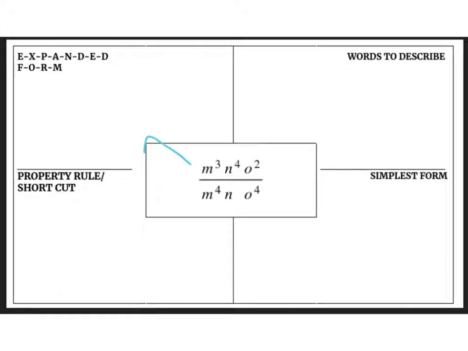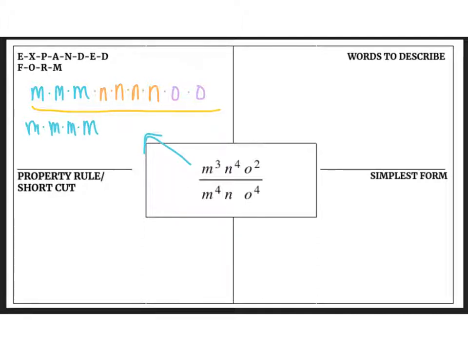Okay, let's go ahead with the same process. Let's expand and take a look and see what we have here. Okay, I've expanded my numerator. Now I'm expanding the denominator. And 4 O's. Okay, let's see if we can cancel anything out. M, N, and 2 O's.